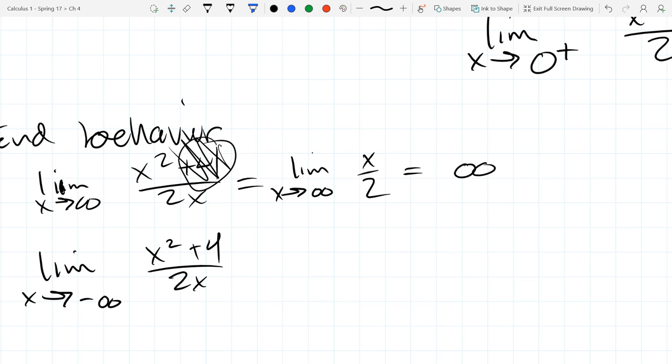Now ready for the negative infinity. This is the left end behavior. Similar reason, a huge number squared plus 4. I don't care about the plus 4 anymore. So I'm looking at only the high power term in the numerator. And this reduces the exact same way here.